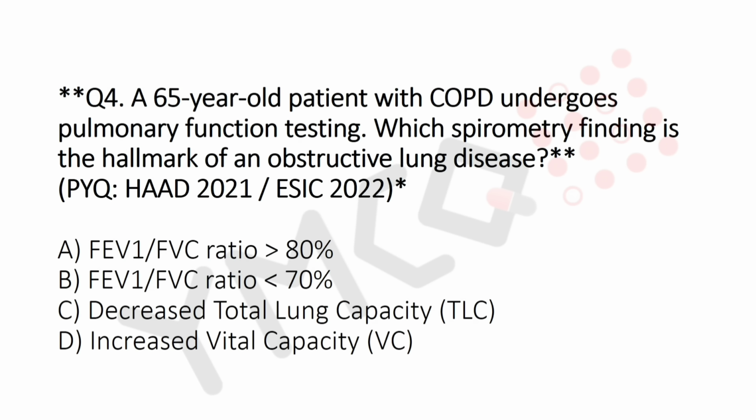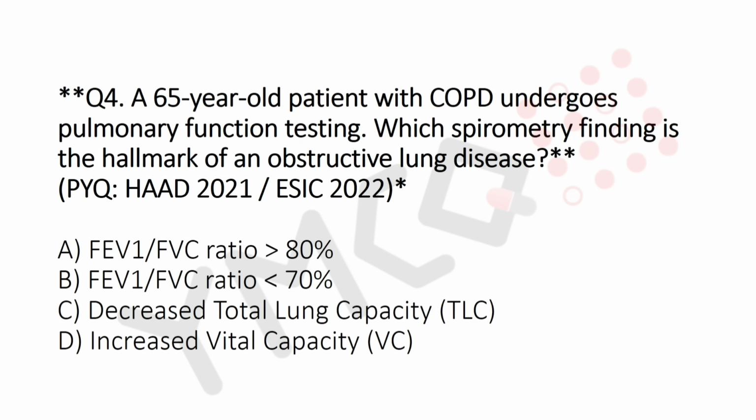A 65-year-old patient with COPD undergoes a pulmonary function test. Which spirometry finding is the hallmark of an obstructive lung disease? Option A, FEV1/FVC ratio greater than 80%. Option B, FEV1/FVC ratio less than 70%. Option C, decreased total lung capacity, that's TLC. Option D, increased vital capacity, that's VC.